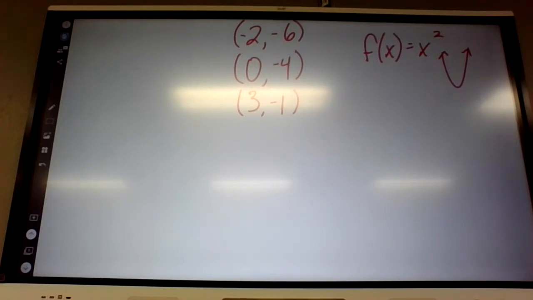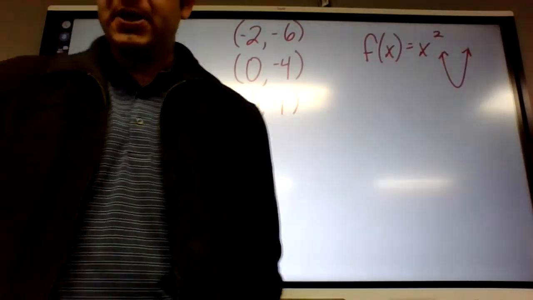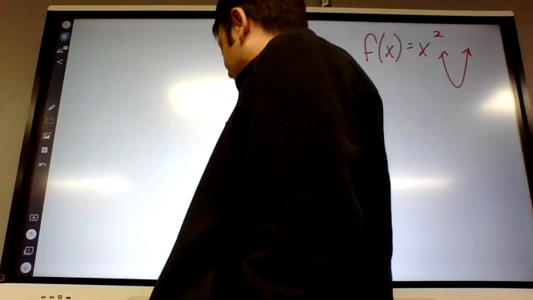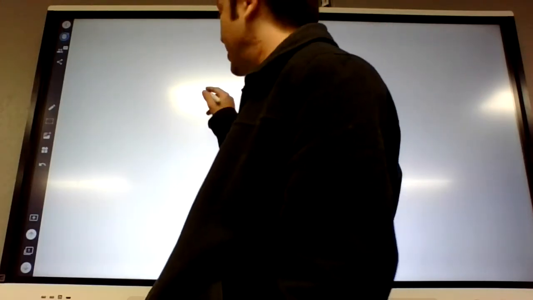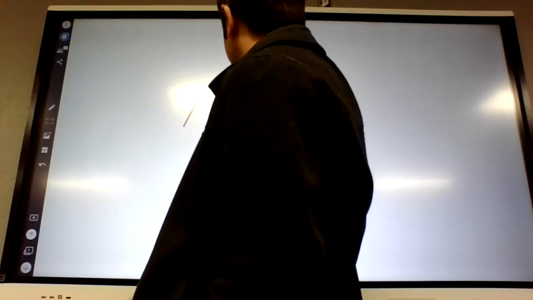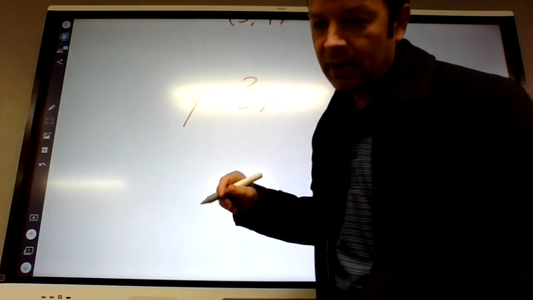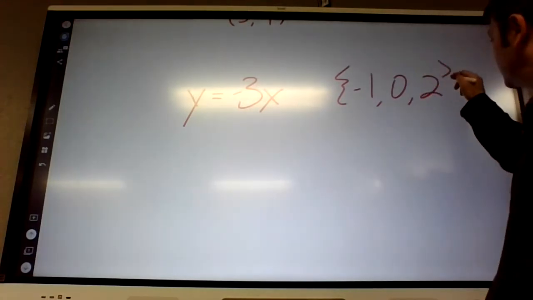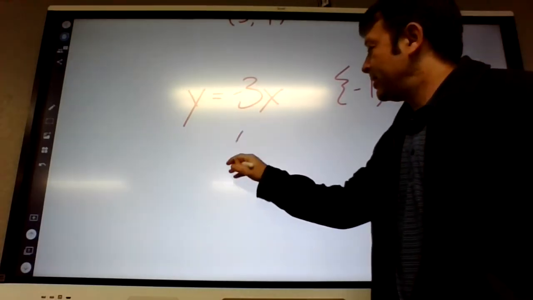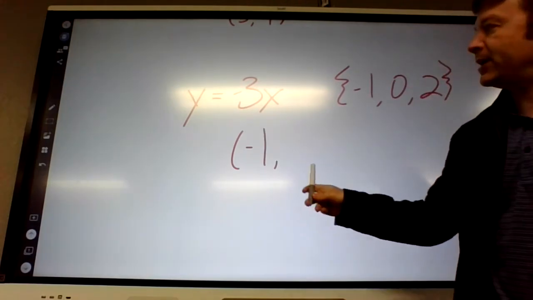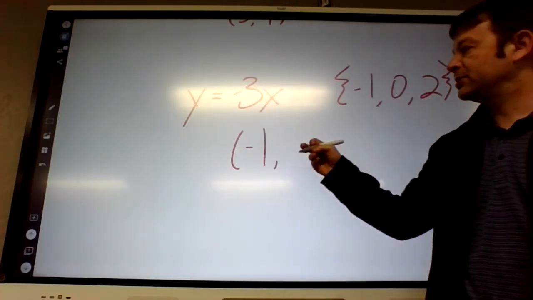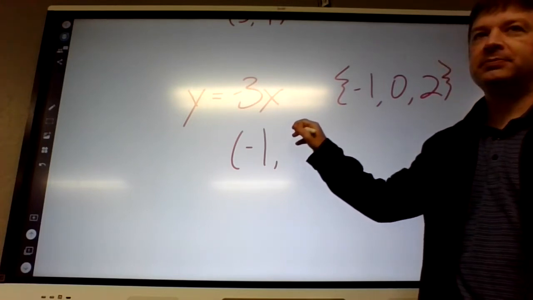Okay. Number 3. The directions say graph each function. So on number 3, it gives us a domain again. Instead of saying f equals, it says y equals. Doesn't really matter. The domain is -1, 0, 2. So if I plug in -1 for x, what am I going to get for y? What's -3 times -1? 3.